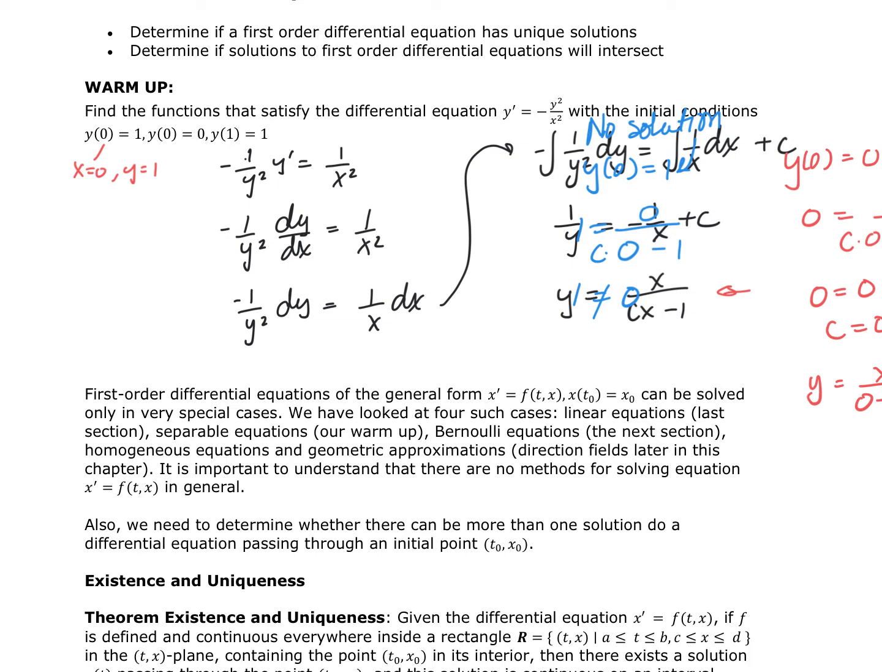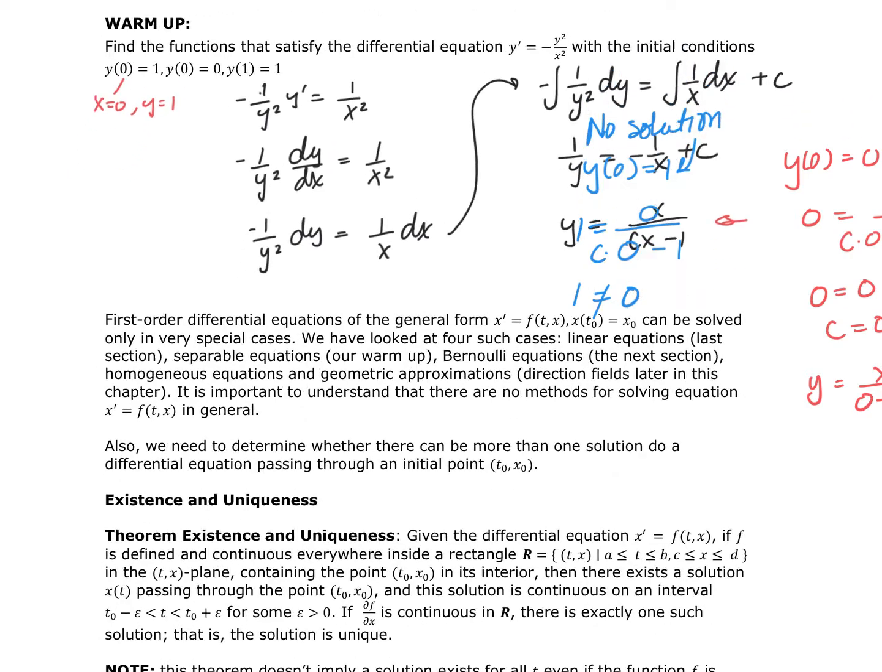It's important to note that there is no method for solving the equation y prime is equal to a function of t and x in general. Now we also need to determine whether or not there is more than one solution, like we did in our warm-up, passing through the initial conditions.